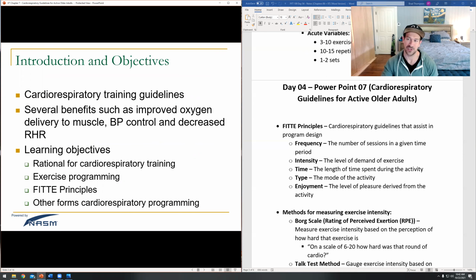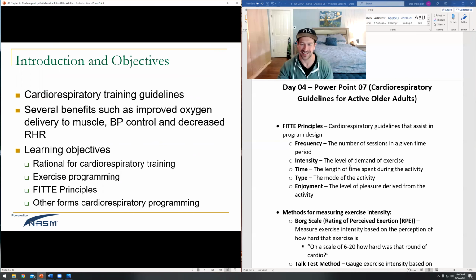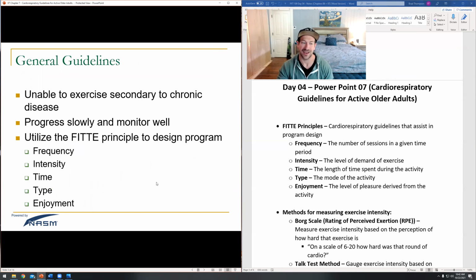the first time they ever showed up, man, does NASM love to talk about the FIT principles. And I think it's so easy. I think there's some of the easiest things to memorize, but they are also the thing that shows up all the freaking time.